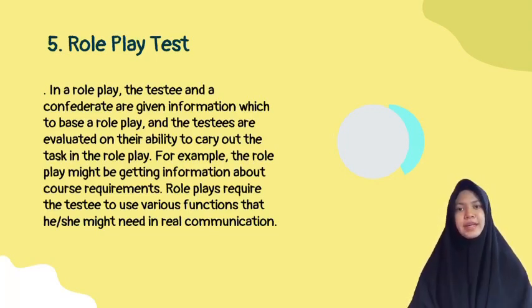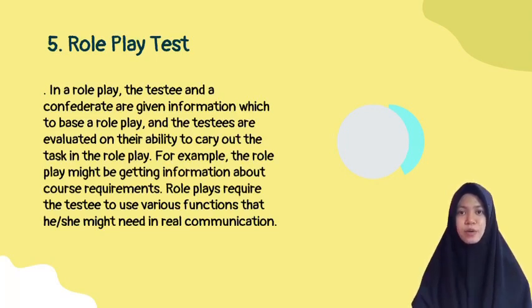In a role play, the testee and a confederate are given information on which to base a role play, and the testees are evaluated on their ability to carry out the task in the role play. For example, the role play might be getting information about the course requirements. Role plays require the testee to use various functions that he or she might need in a real communication.